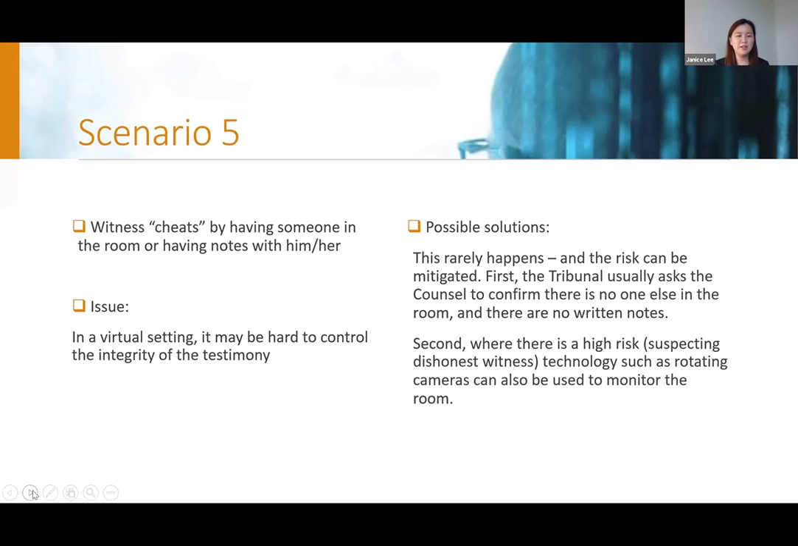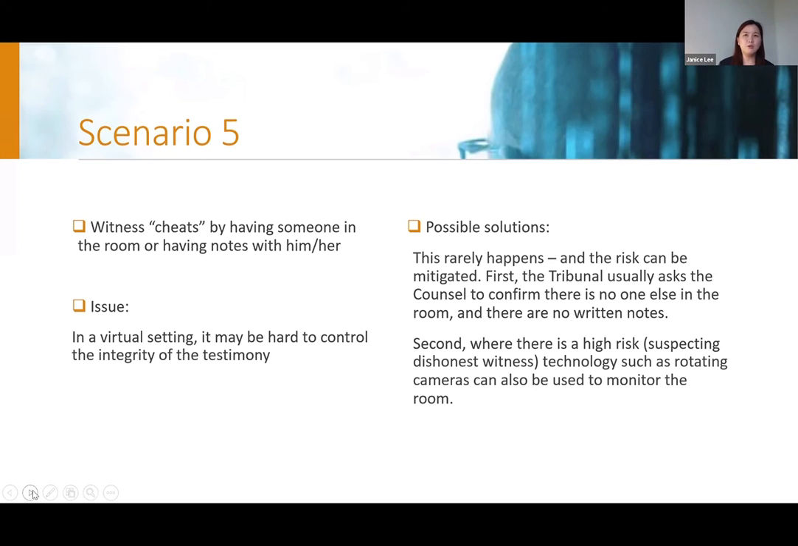Another scenario, which I think is quite interesting, is when a witness cheats, in quotation marks, by having someone in the room or having notes. Usually, it doesn't always happen. Most of the time, a lot of counsels, a lot of parties actually really want to protect their reputation, and they won't do this. But it is possible that you have a witness in a remote setting. Counsels cannot always control their witnesses.